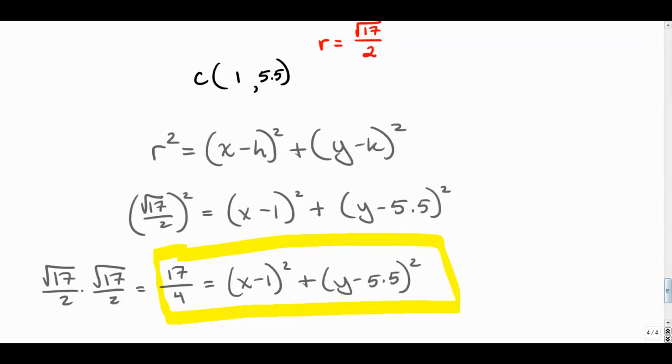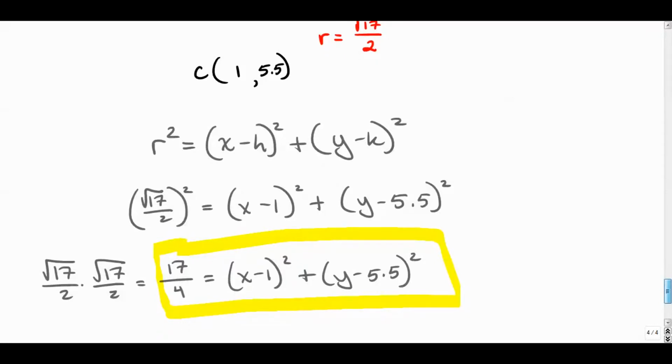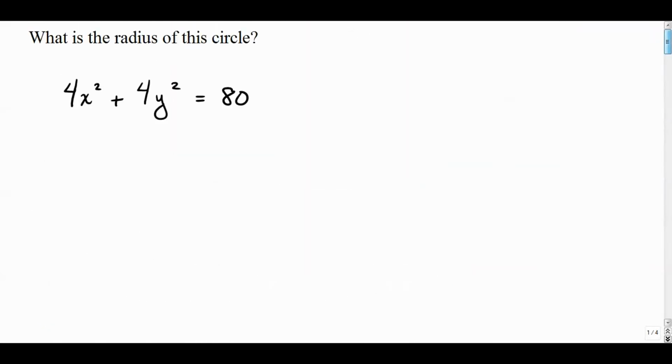And as always, if you wanted to change this fraction into a decimal, you certainly can. That would be, let's see, 4.25. Alright, so there's some more review, some basic stuff. How about this one? What is the radius of this circle?